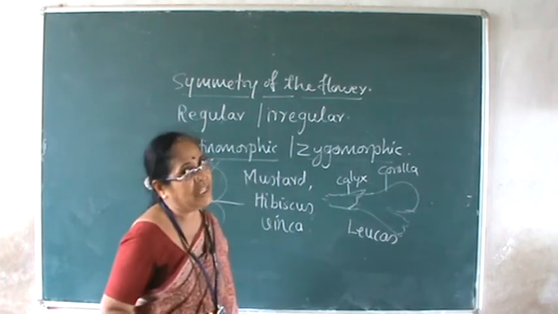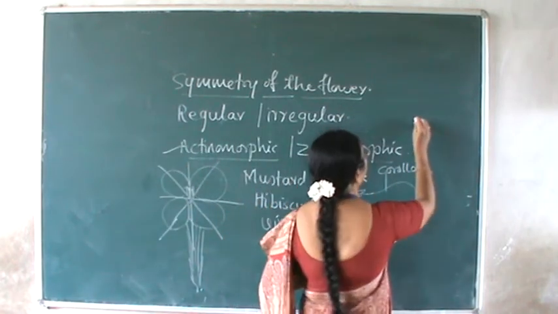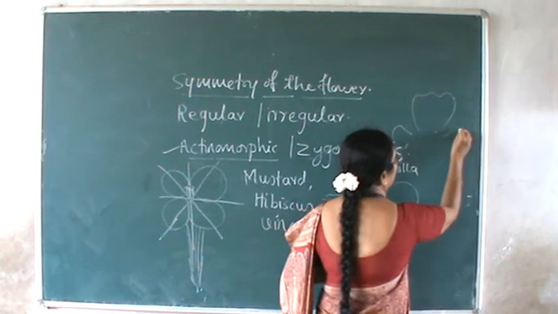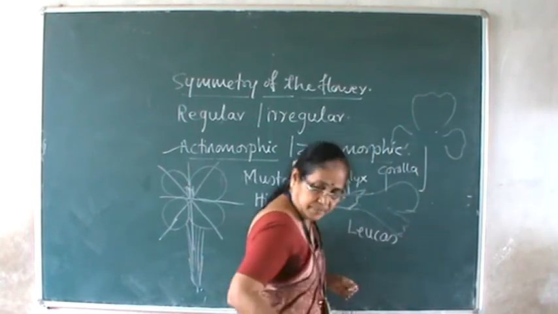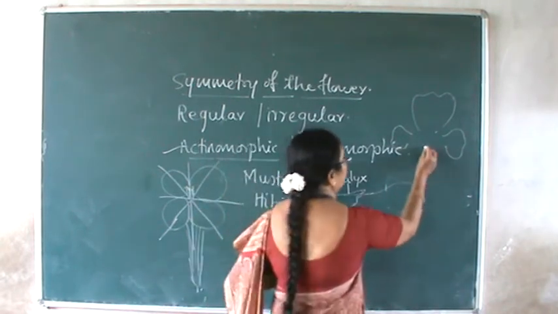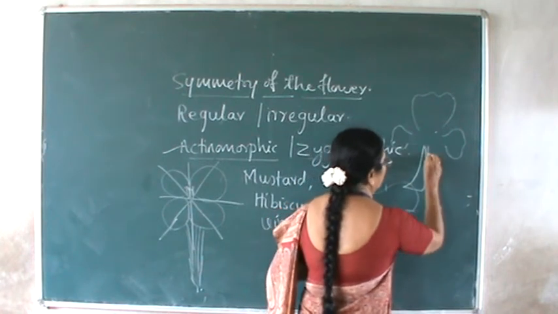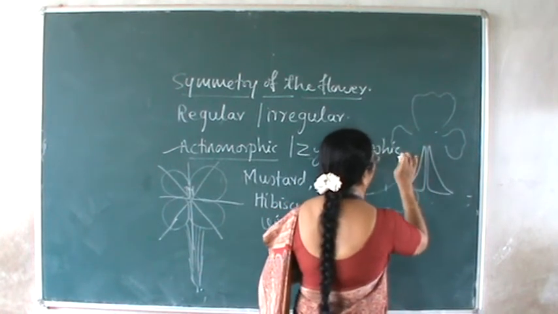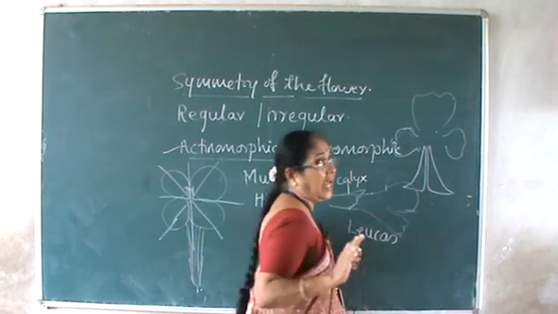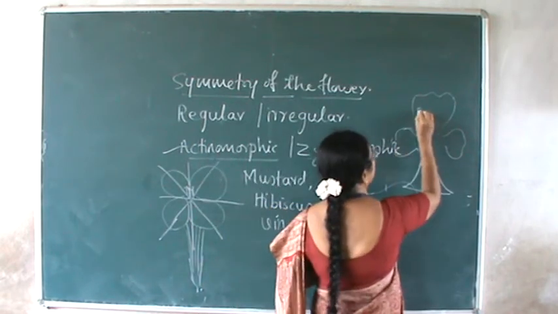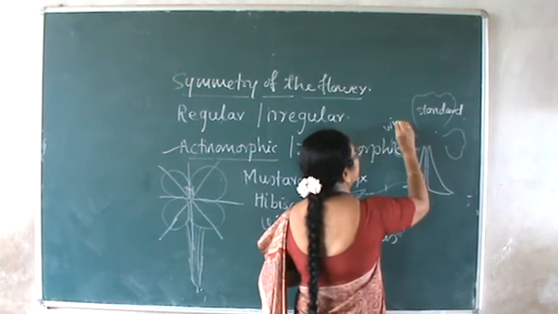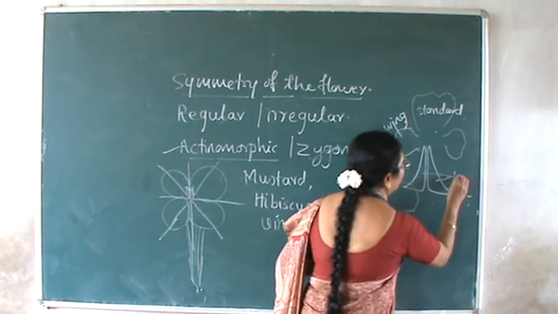For example, papilionaceous corolla, papilionaceae family members. All the papilionaceae family members are made up of three different types of petals. There are three different types of petals in papilionaceous corolla like this. You might have seen Shankha-pushpa. Okay. See, these are the three types of petals. This petal is the largest one, called the standard petal. These two are called winged petals, and these two are called keel petals.